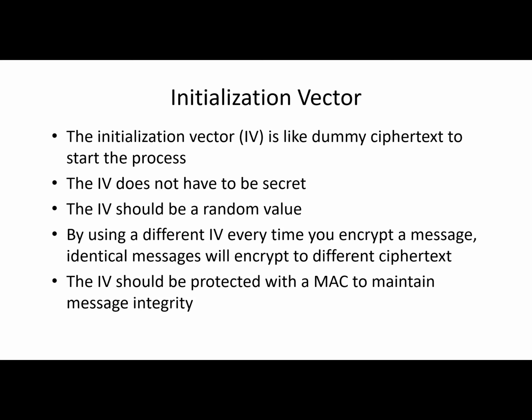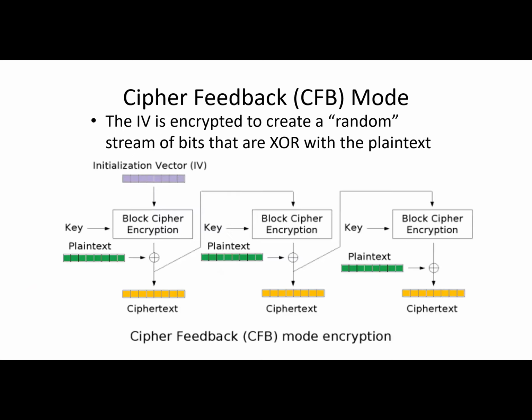The nice thing about that is if you send the same data twice, if the initialization vector is randomly different, then the ciphertext for that same block will be different. And I might mention here that you don't want the initialization vector to get messed up, either accidentally or intentionally. So you ought to protect it with a MAC, which we'll talk more about next week.